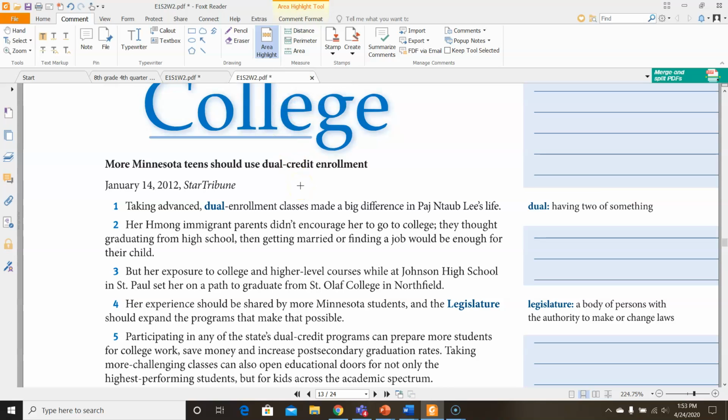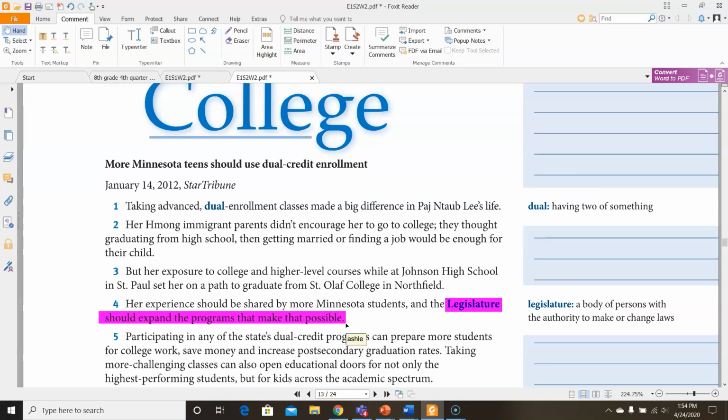I'm going to highlight in particular this part that says the legislature should expand the programs that make that possible. That kind of hints to me that this is a plea to voters to vote for the legislature to do so, or it's a plea to the legislature to do so with or without a vote. And that's the only thing that really indicated to me who they were speaking to.